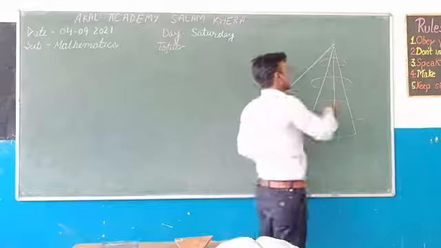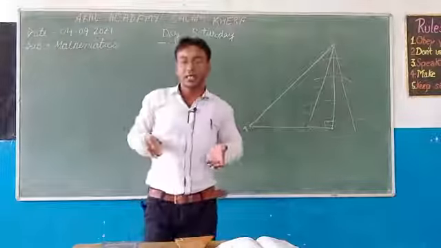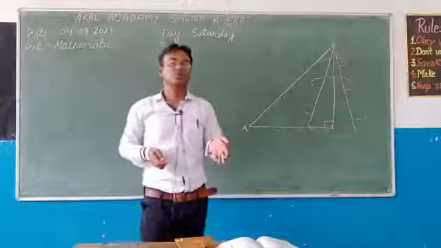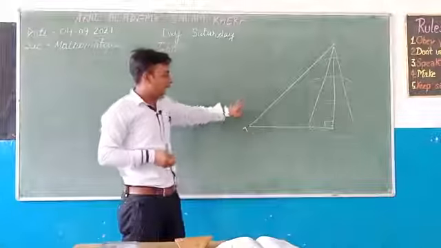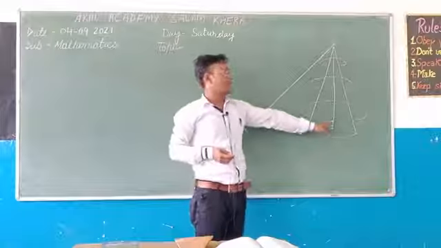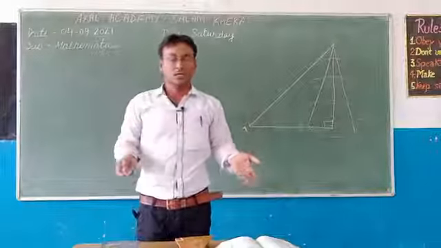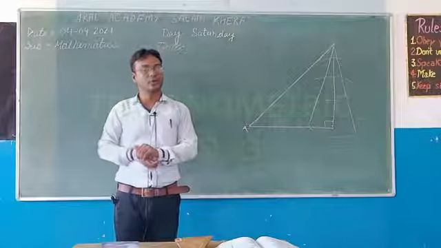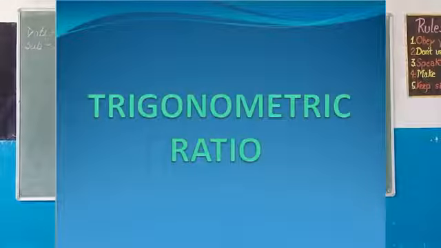So students, this type of situation comes under the branch of maths called trigonometry. With the help of trigonometry, we can find the height of this tower. For the height of the tower, we need to learn some ratios of trigonometry. So our topic today is trigonometric ratios.